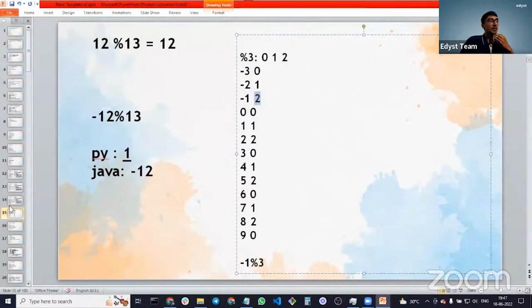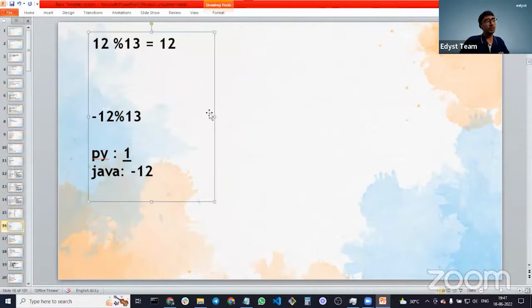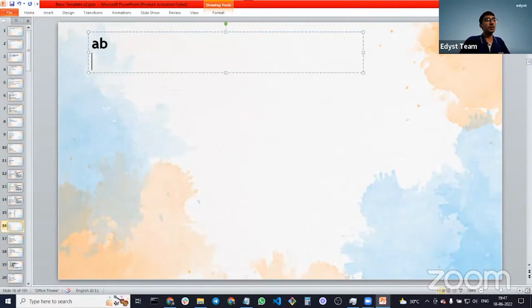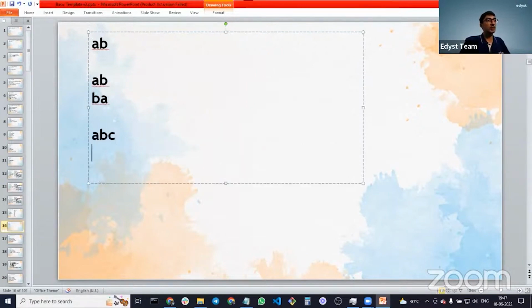So for example, this is a fairly standard one, but you can expect this in TCS digital. You get AB. What are all the permutations? You have AB and BA, and they are in lexicographic or alphabetical order. And if you do ABC, what will it be? First of all, how many permutations will you have? Then we'll look at how to generate them.